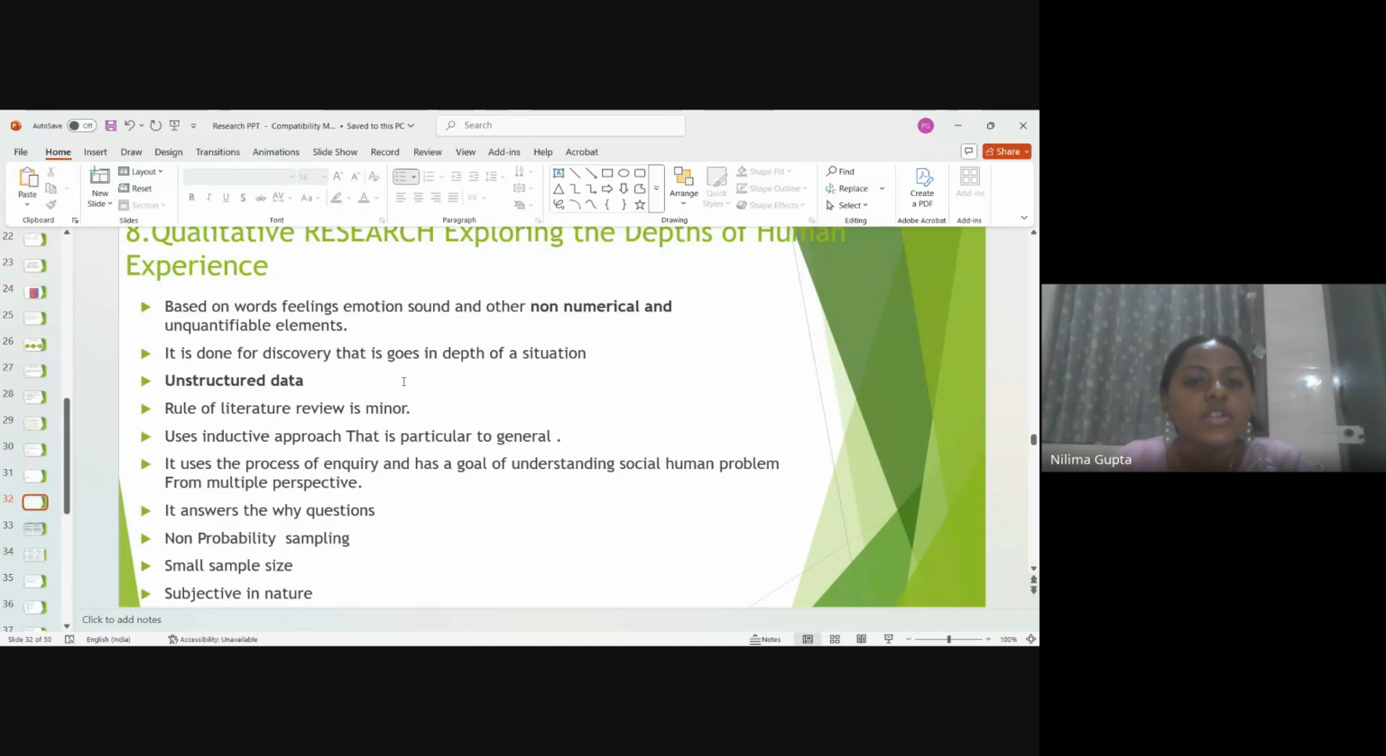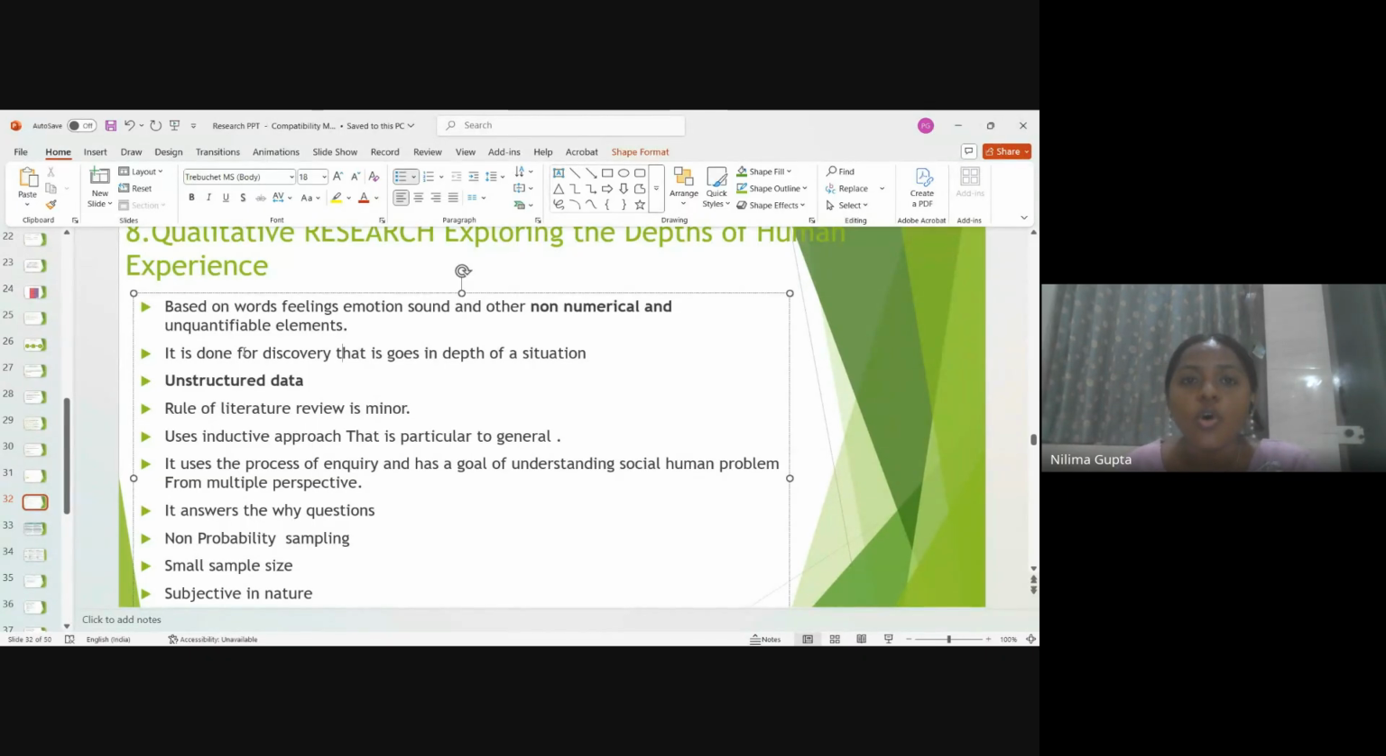So qualitative research is exploring the depth of human experience. The moment it comes to human experience, numbers don't do at all. So everything that we have studied in quantitative, it will go vice versa. First, based on feelings, words, emotions, and non-numerical and unquantifiable elements will be there. Second, it is done for the discovery, going in depth in a situation.